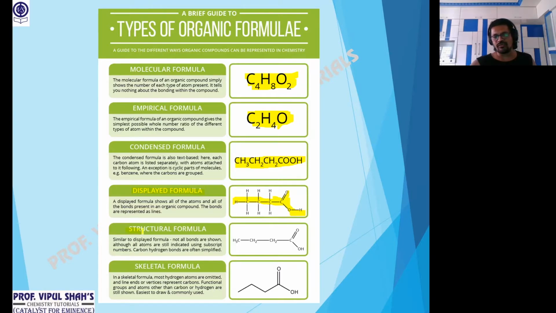Then comes the structural formula, where we don't show the bonds of hydrogen, but we write like this: CH3, CH2, CH2, and then COOH, like this. That's the structural formula. And last, the skeletal formula, which we also call the bond line formula, where we don't show carbon and hydrogen. Only when there is a functional group, a hydrogen or an oxygen, we show that.